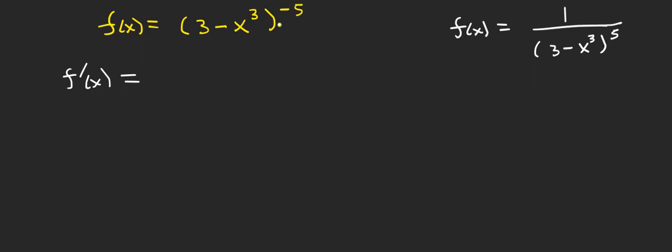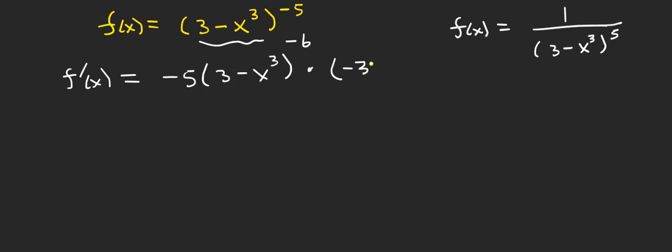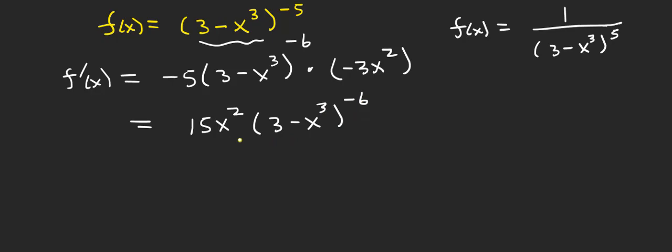So the derivative is going to be negative 5 times 1, which is negative 5, quantity 3 minus x cubed to the negative 5 minus 1, which is negative 6, times the derivative of the inside, which is negative 3x squared. So you end up getting negative 5 times negative 3 is 15x squared, quantity 3 minus x cubed to the negative 6. You could leave it like this.